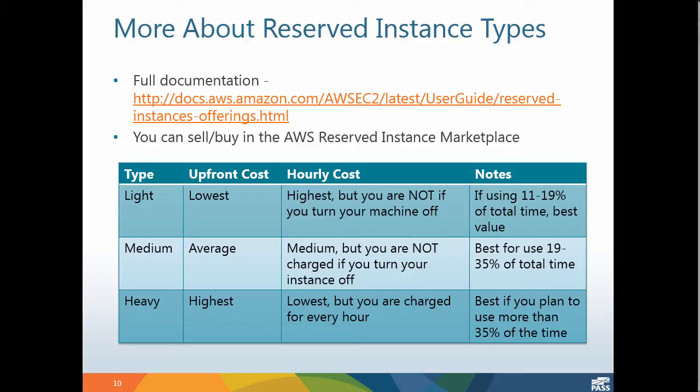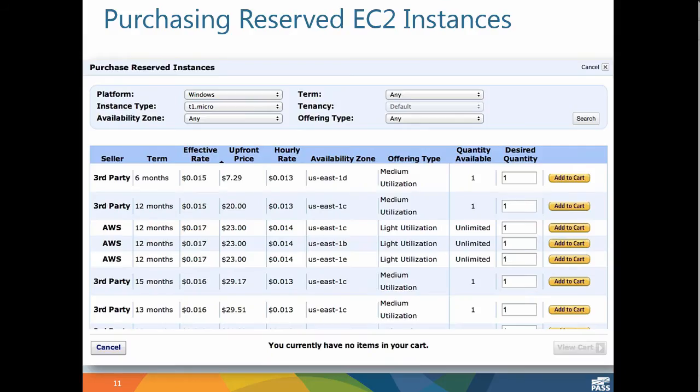And here's more guidance from Amazon. I just took this other documentation. This is around the utilization, light, medium, or heavy. What it looks like to purchase a reserved EC2 instance.